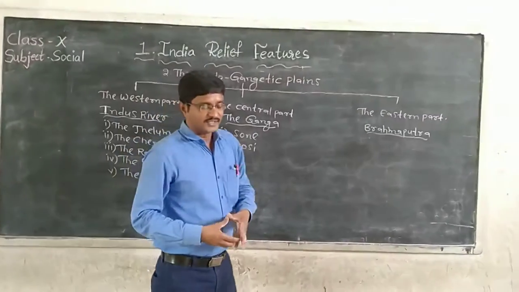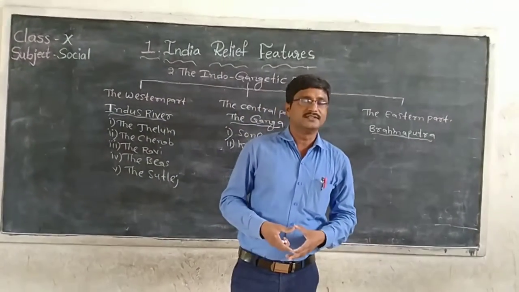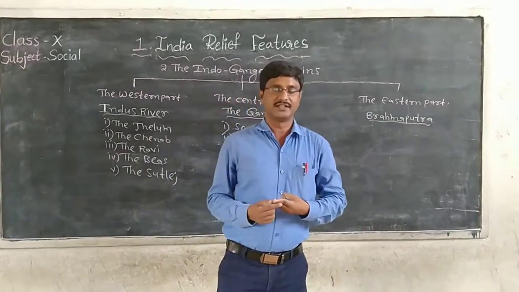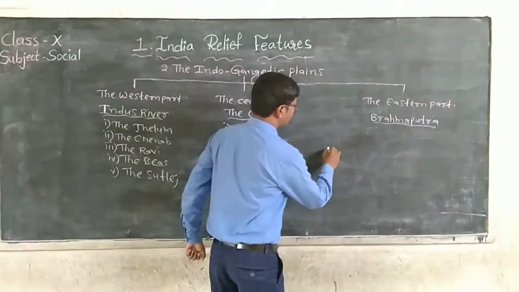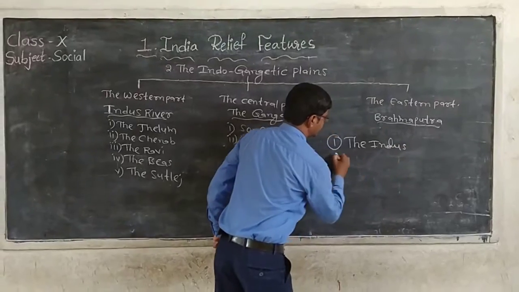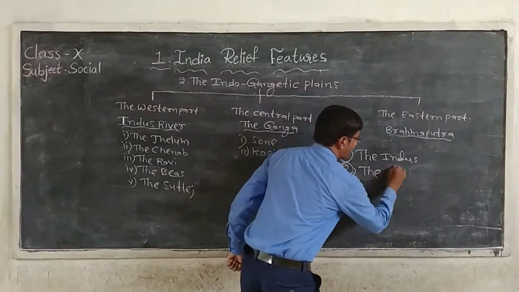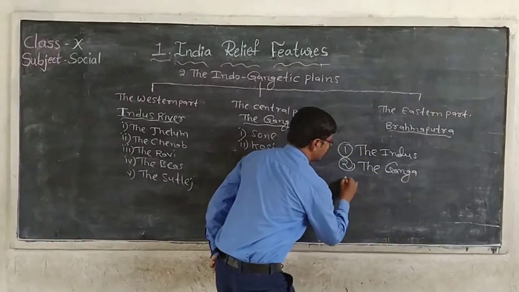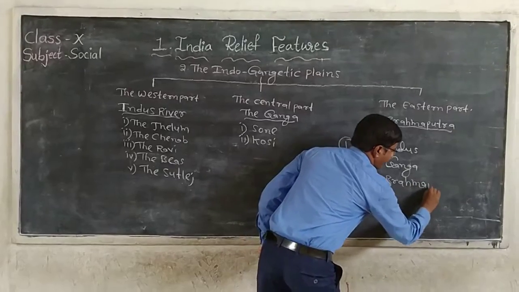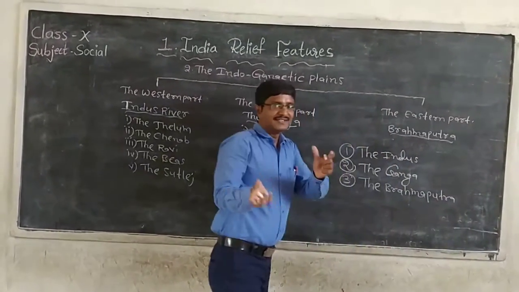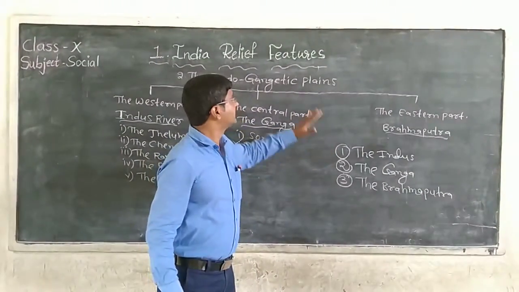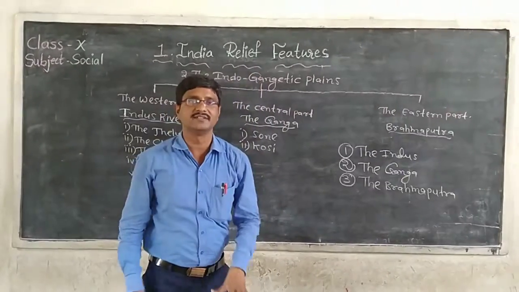Here the Indo-Gangetic plains is the region formed because of three Himalayan rivers. The three Himalayan rivers are the Indus, the Ganga, and the Brahmaputra. The interaction of these three Himalayan rivers is the reason for the formation of the Indo-Gangetic plains.